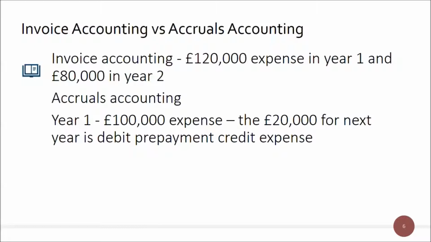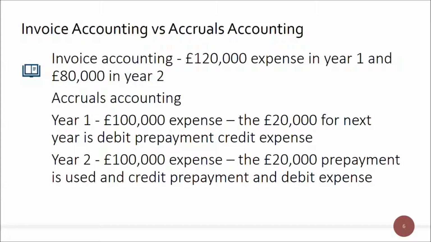The £20,000 that we paid for the second year, or we've included within our debtors for the second year, is an asset. That's an expense that we paid for next year. So that would be a debit in our prepayment, in our balance sheet, and we would credit out the expense. In year 2, we would have £100,000 of expense, and the reason why is because we would have the £80,000 worth of invoices that we received. But we would then also credit that prepayment, the £20,000, to clear it, and we would debit the expense with that £20,000. So that was how we would get to £100,000 here.